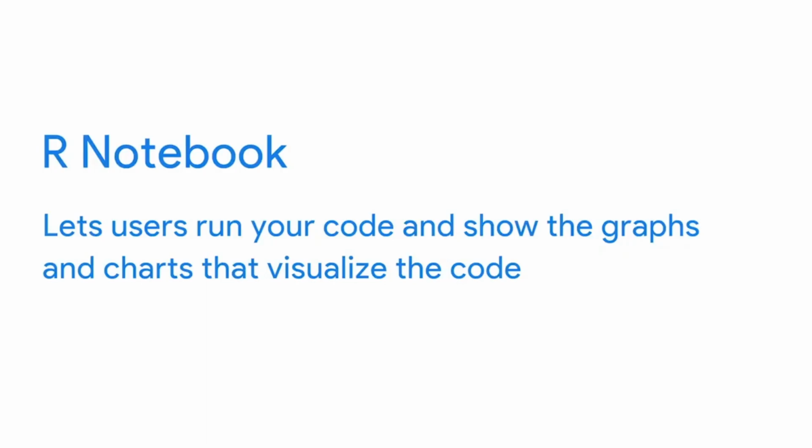Besides text, R Markdown also includes an interactive option called an R Notebook that lets users run your code and show the graphs and charts that visualize the code. Any R Markdown document can be used as a notebook. This creates a clear overall picture of your analysis and conclusions.